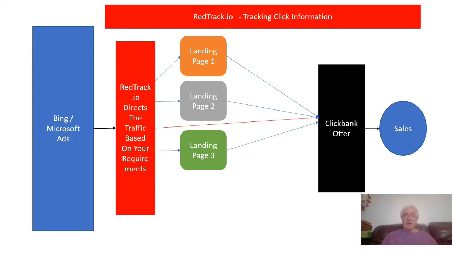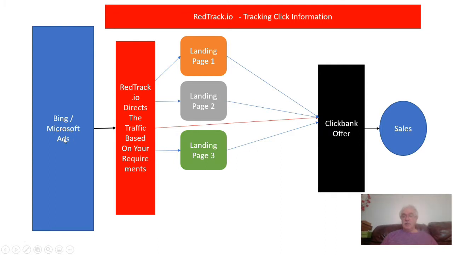The second thing, and why it's known as a click tracking package, is right from when Bing gets a click on an advert, everything that Bing collects as standard is captured and tracked all the way through the landing pages, if you're using them, through to the offer page and right through to the sales page. So that means that if you get a sale, you know in detail what the click was that generated it.